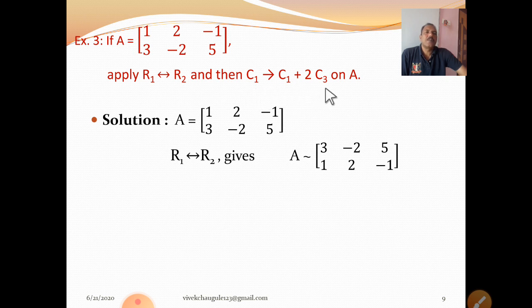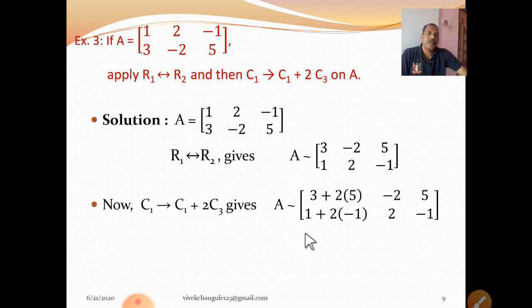C1 changes to C1 plus 2C3, that is, we multiplied the third column by 2, and the multiplication is added to the corresponding element of the first column. Therefore we write that the new matrix A is equivalent to this. The change is only in the first column, not in the third column, we note that. Therefore in the first column we write 3 plus 2 into 5, because in the third column the first element is 5, we multiplied 5 by 2, and therefore we write 3 plus 2 into 5.